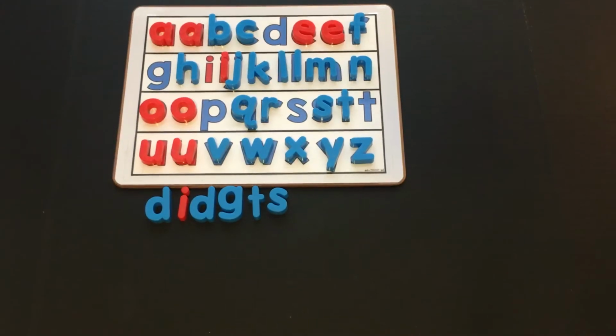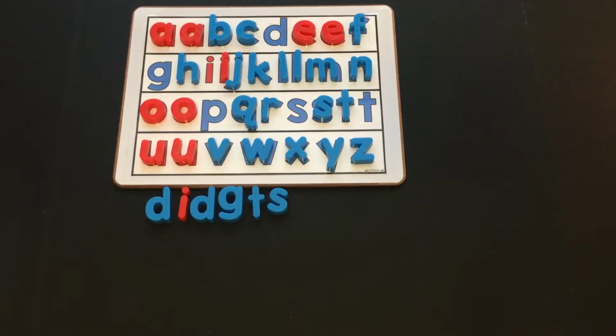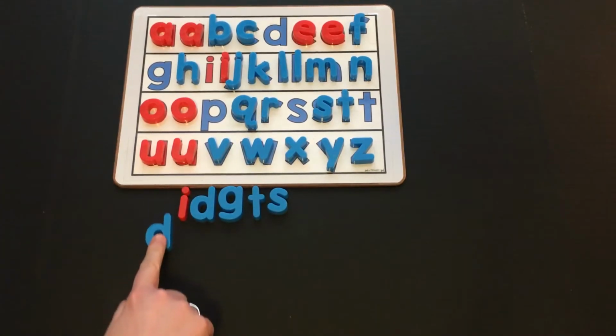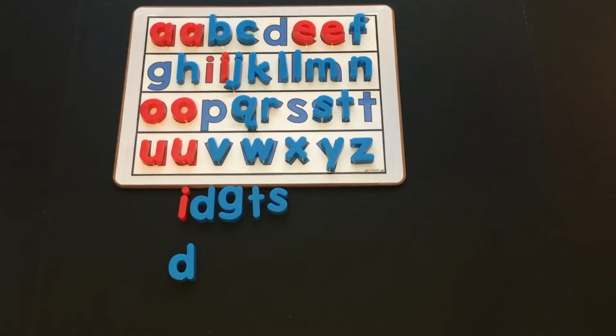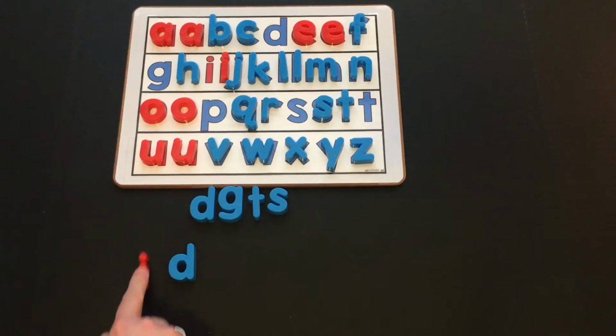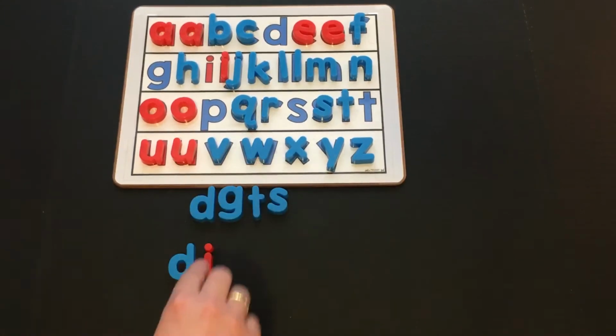All right, the first word that we are going to make today is did. So let's think about what sounds we hear in the word did. D, I, D. So what's that first sound you hear? D. So pull down your D. What's the middle sound you hear? I. I hear I. And the ending sound? D, I, D. Another D.